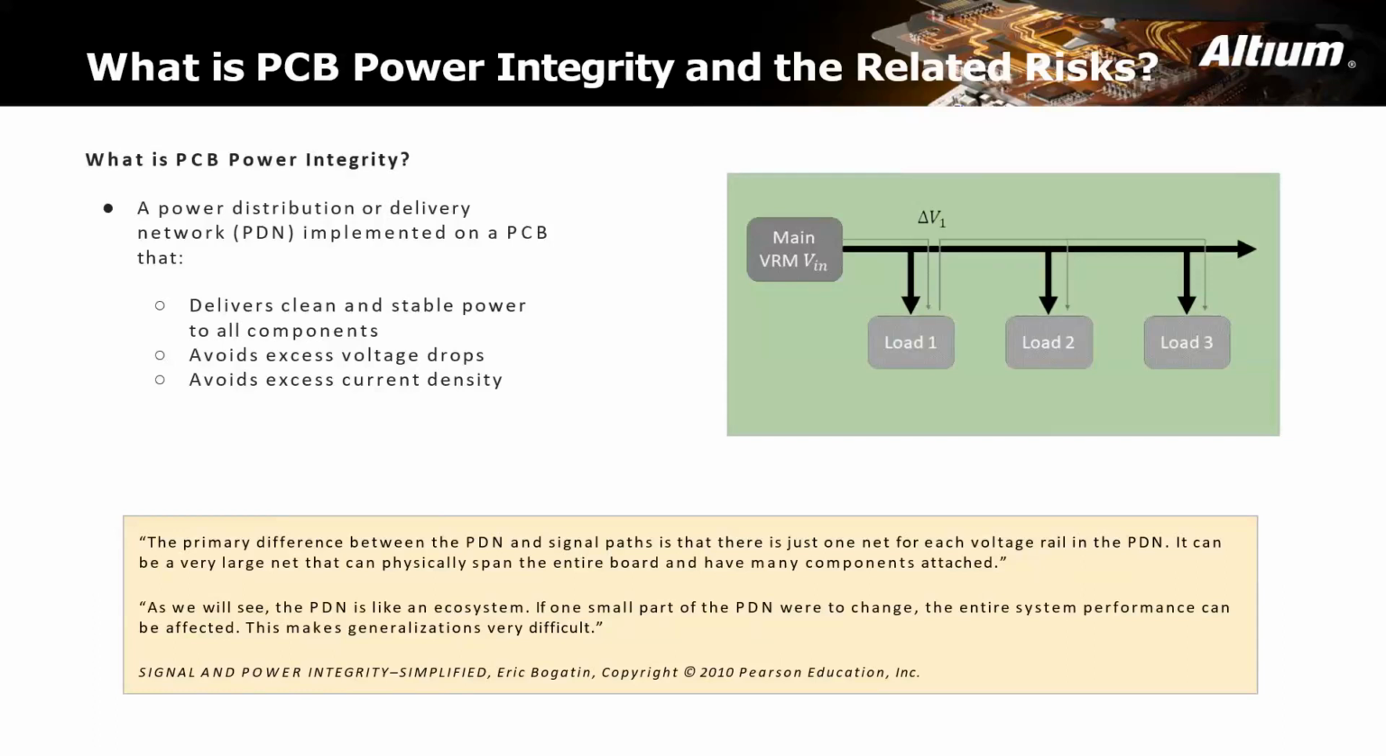The primary difference between the PDN and signal paths is that there is just one net for each voltage rail in the PDN. It can be a very large net that can physically span the entire board and have many components attached. As we can see, the PDN is like an ecosystem. If one small part of the PDN were to change, the entire system performance can be affected. This makes the design very difficult.